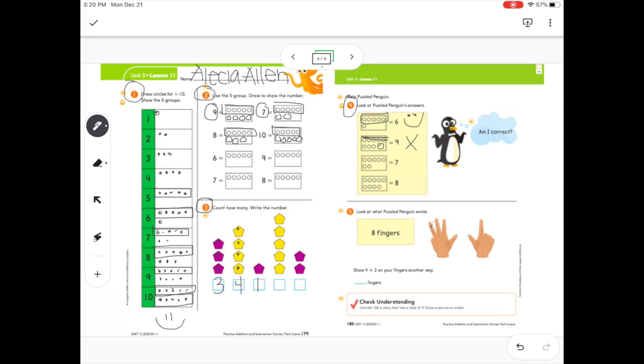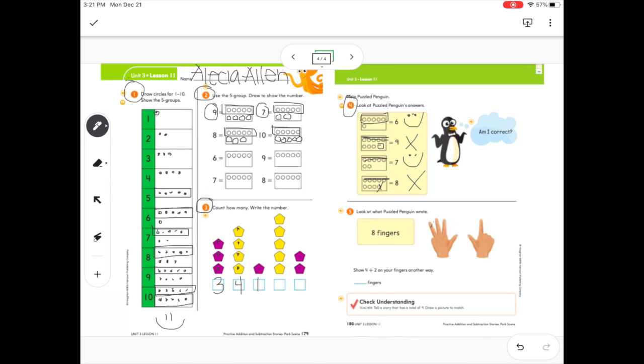Let's check the next one. 5, 6, 7. Good work, Puzzled Penguin, smarty pants. Next one. 5, 6, 7, 8, 9. Silly Puzzled Penguin. You drew one too many circles there. I'm going to cross it out for you. Awesome. Now you're correct, Puzzled Penguin. Good work. Let's move on to section number 5.